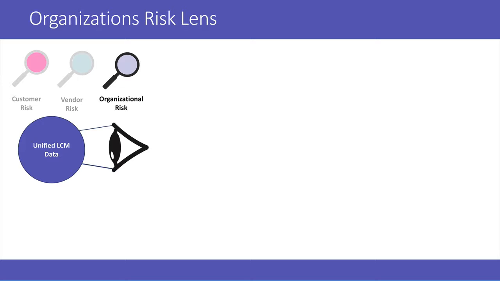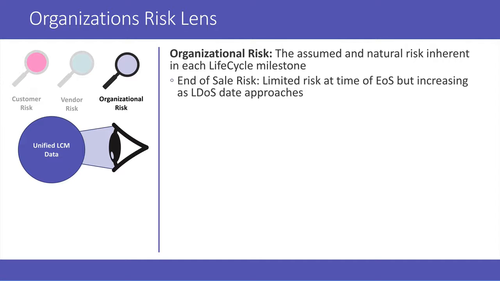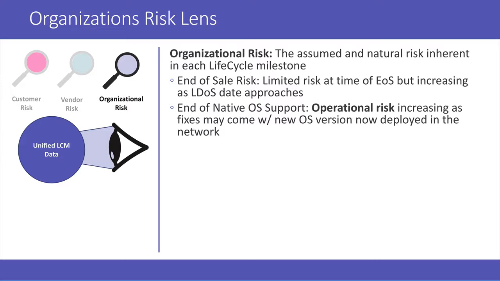Now, the final lens that we primarily use is the organizational risk lens. The organizational risk lens really looks at the natural risk inherent as we traverse each of the Cisco lifecycle milestones. And this really begins at the end of sale milestone. At that point, there's limited risk, but it increases from there on out as we approach the last day of support, or LDOS. As we approach LDOS, the first major milestone that we trip across is the end of native operating system support. At this point, operational risk does increase as fixes and patches may well only come with new operating system versions for devices that are currently deployed in the network.